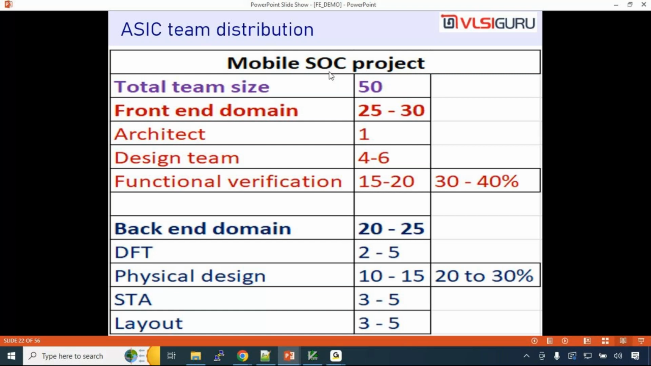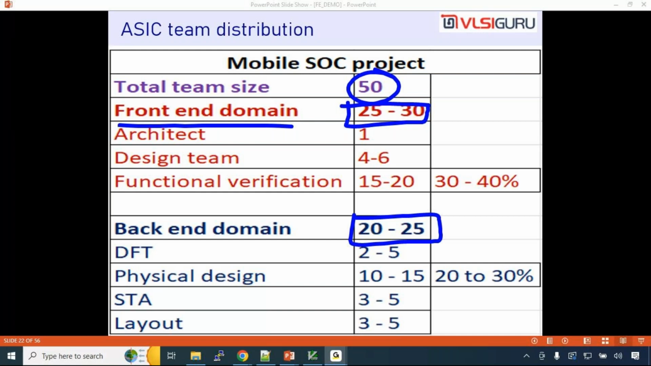In a mobile SoC, that means a company developing mobile phone chips, assume they have a 50-member team. Around 25 to 30 people will be in the front-end domain. Around 20 to 25 will be in the backend domain. See, which domain has more people? Front-end domain has more people.